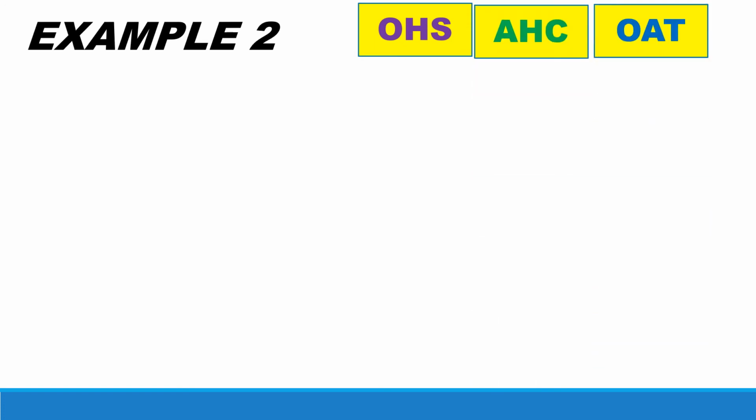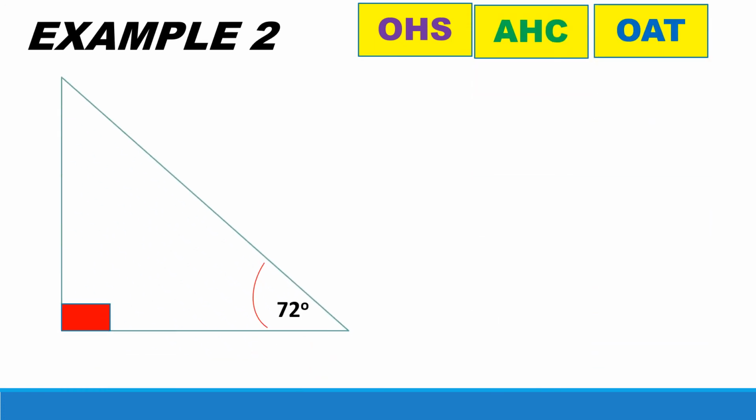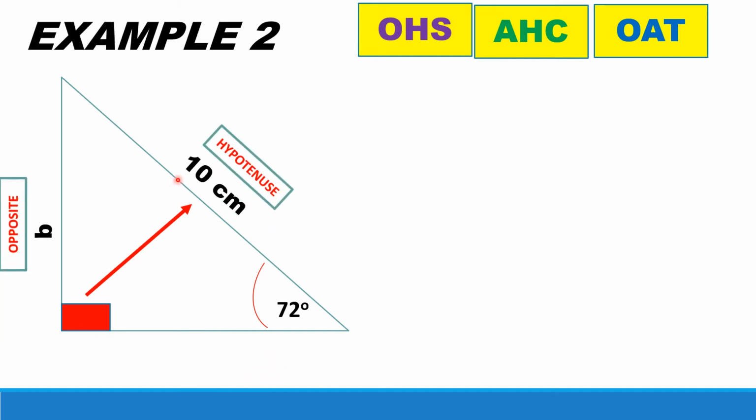Example 2. Again, we're going to have our trigonometric ratios here. Here's our right angle triangle. We have one side that is 10 centimeters. Then we have B. The angle is 90 degrees. The side that is right opposite is the hypotenuse. Then we have the opposite, right opposite theta, right opposite 72 degrees. So what's left is the adjacent.